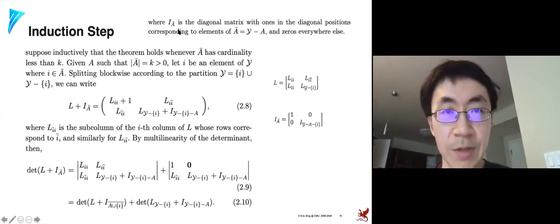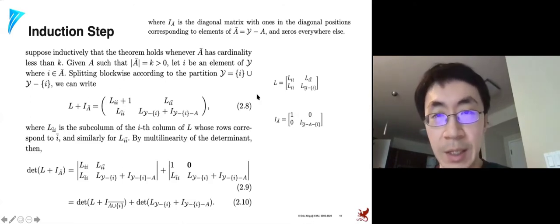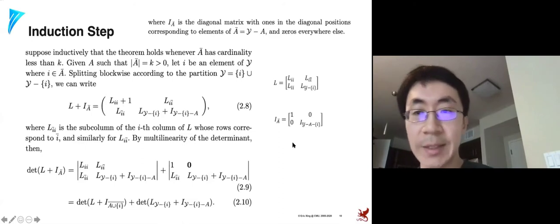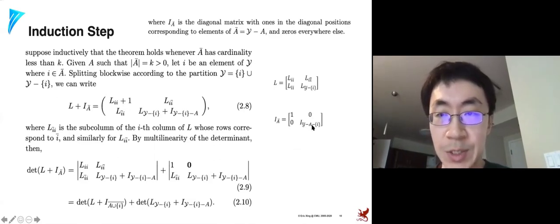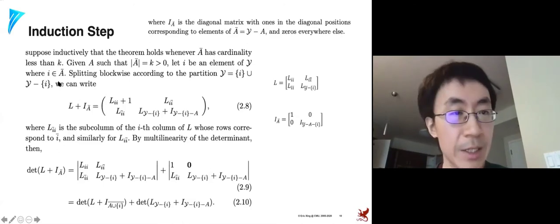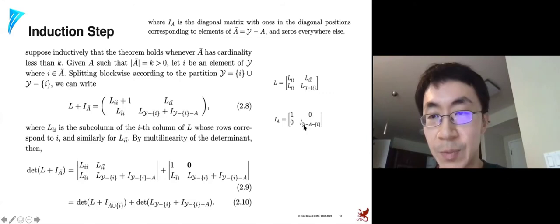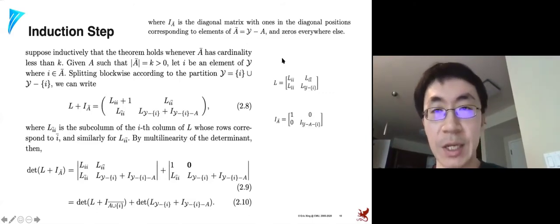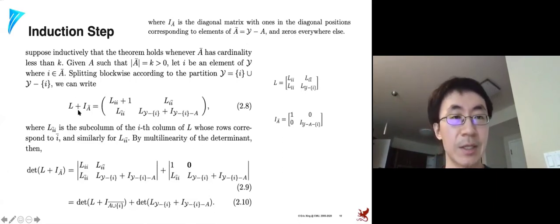Then let's take a look at this matrix I A bar. According to the definition of I A bar, it is a diagonal matrix with ones in the diagonal positions corresponding to the elements of A bar. Since I is an element of A bar, the corresponding diagonal entry would be 1, right? And the off diagonal entries are all 0. For the rest of the diagonal entries, according to the definition, all the elements in A bar would be 1. I is our element in A bar, but we already put it here. So the rest of the elements in this set, Y minus A minus I, would all be 1. This is from the definition of I A bar. Then we sum these two matrices together and get this form.